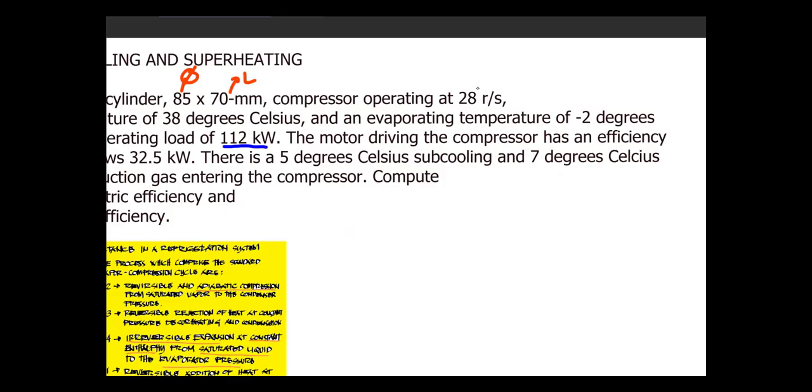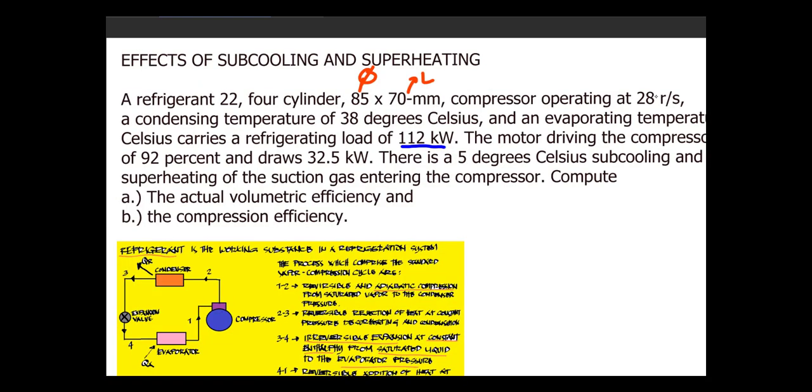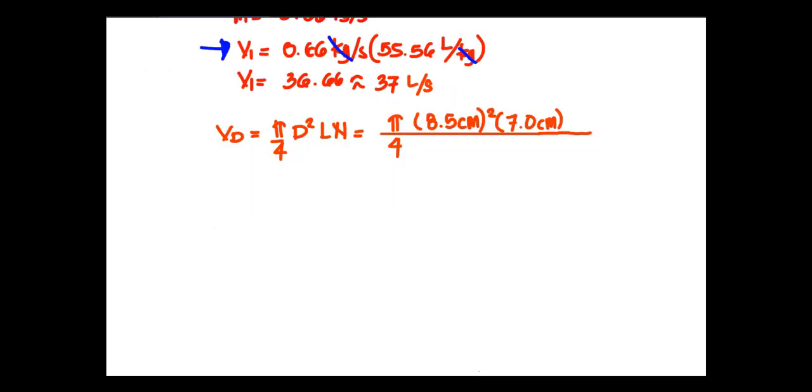Going back to the problem, we have 28 revolutions per second. It is a 4-cylinder running at 28 revolutions per second. So substituting that, we have 28, the revolutions per second, times 4 for the cylinders, and this will become our cycles.